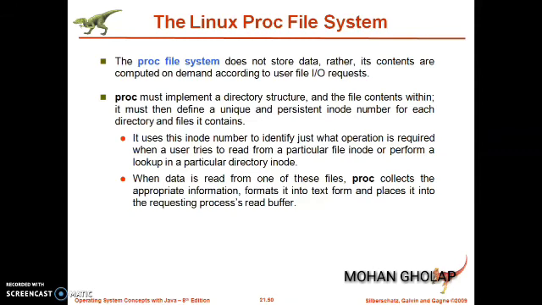When data is read from one of these files, proc collects the appropriate information, formats it into text form, and places it into the requesting process's read buffer. So that's the proc file system, which is mainly used by the system, and its data is generated automatically.